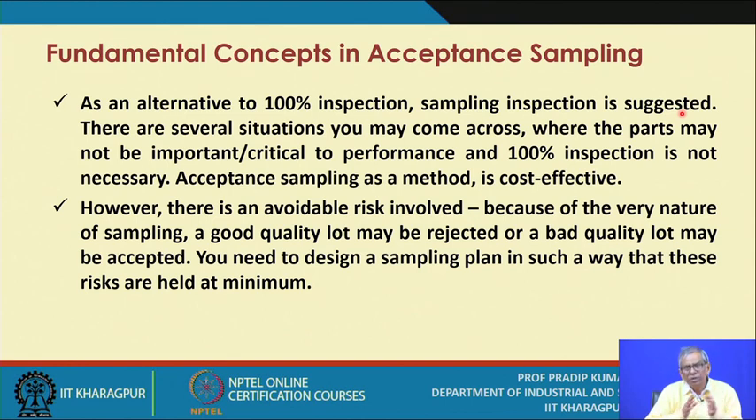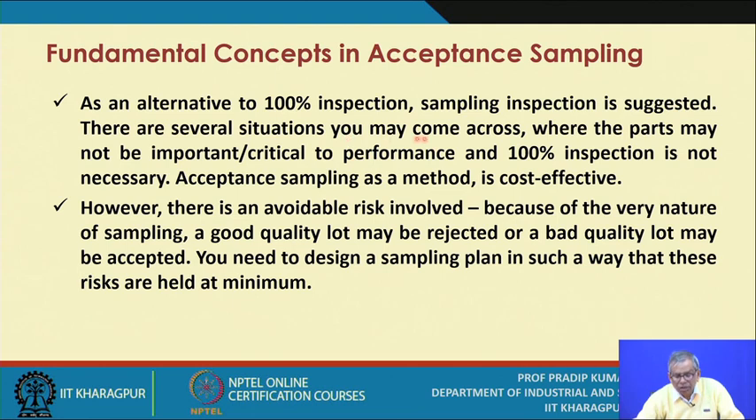But barring those cases, you come across several situations where the component may not be that critical. Whenever the component is not critical, in actual scenarios you will find such components in large numbers. So you think of alternatives. An alternative to 100% inspection is sampling inspection or acceptance sampling. Yes, there is a risk involved, but if you can design the sampling plan in such a way that the risk is at a minimum level, then 100% inspection is not necessary for such items, and acceptance sampling may be considered a very reliable inspection tool. So sampling inspection is suggested under those situations.